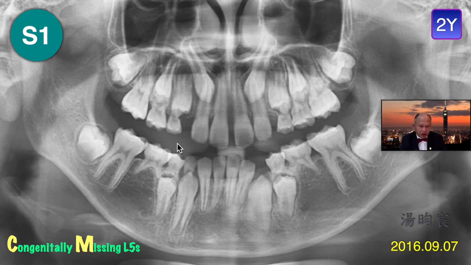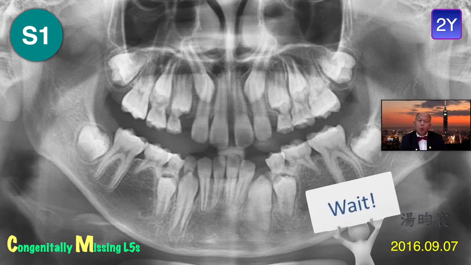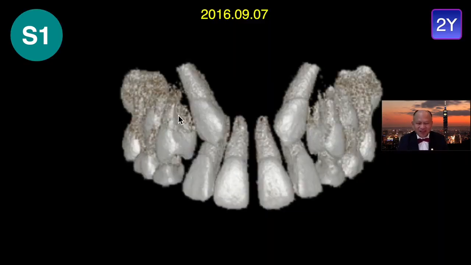1 more year, still there, but it's pretty close. So we waited another year. And I took this cone-beam CT, and I found out the canine is on top of the lateral incisor. The tip is almost between the central and lateral.